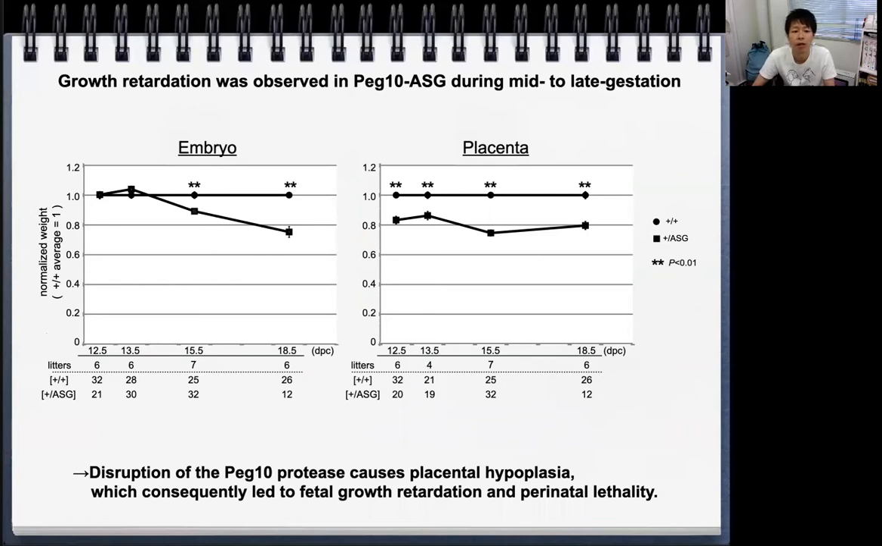This panel shows the weight of embryo and placenta, and the value of one represents the mean weight of the wild-type mice. As you can see, the mutant embryos show growth retardation starting around 15.5 days and reaching over 20% reduction at term. While the placental weight reduction was already evident at 12.5 days and persisted to term. This result demonstrates that the DSG protease is essential for placental growth in mid to late gestation, and its inactivation caused placental hypoplasia, which consequently led to fetal growth retardation and perinatal lethality.